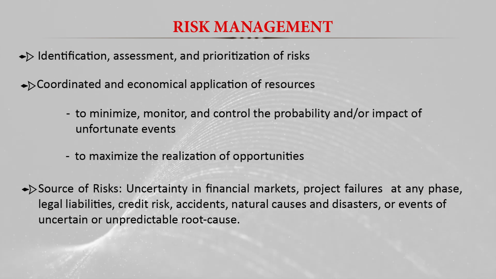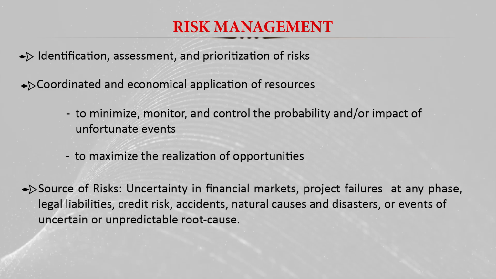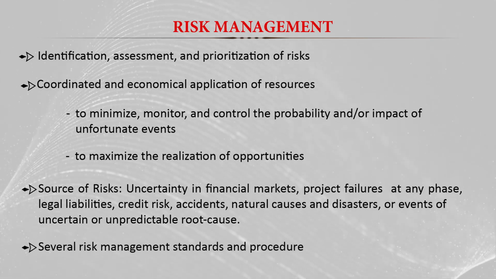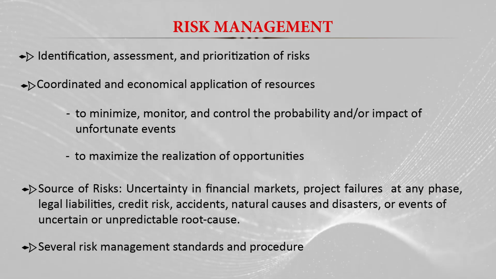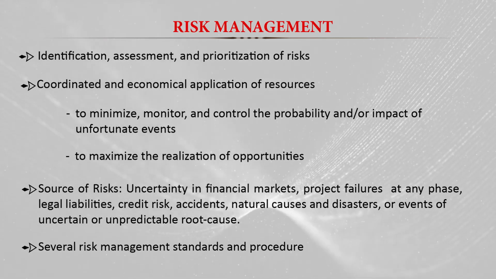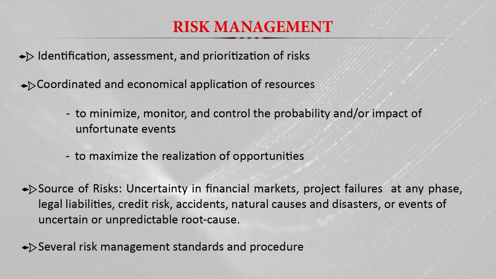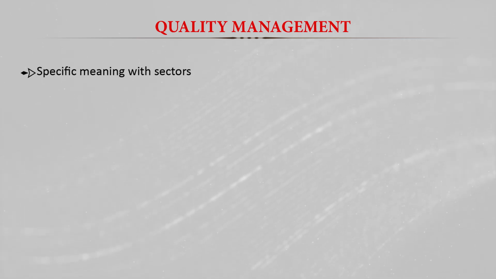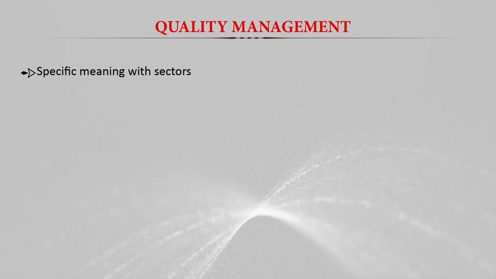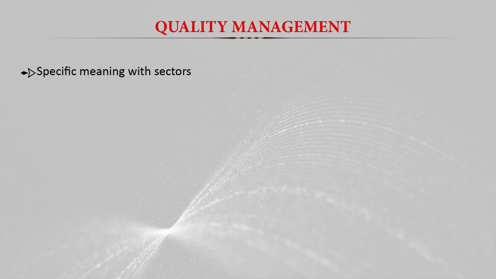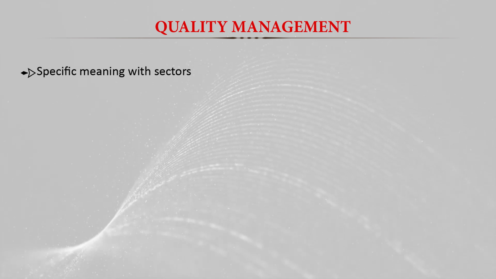There are many risk sources in case of project implementation, and there are several risk management standards and procedures. Using those standards and procedures, we can minimize the risk in the project activity. And quality management is very important, and this quality management is specific to the sectors. Suppose in the case of agriculture production, sometimes quality is the size of the grain, or sometimes the taste of the grain.